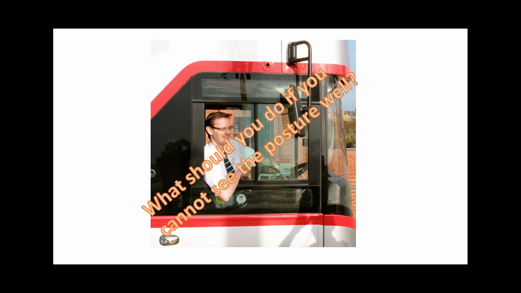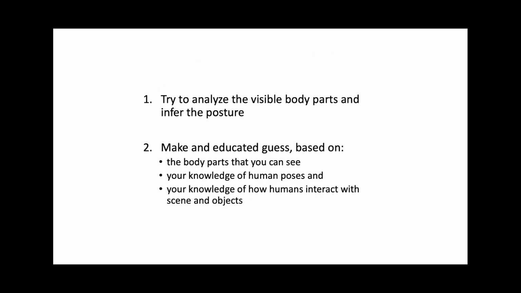In summary, what should you do if you cannot see the posture well? First, try to analyze the visible body parts and infer the posture. If this does not work, make an educated guess. But this guess should be based on the body parts that you can see, your knowledge of human poses, and your knowledge of how humans interact with the scene and objects.